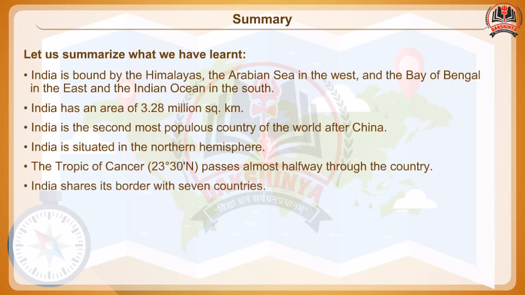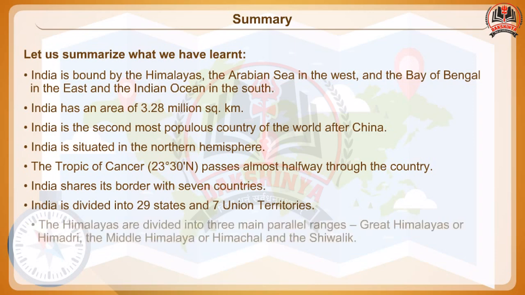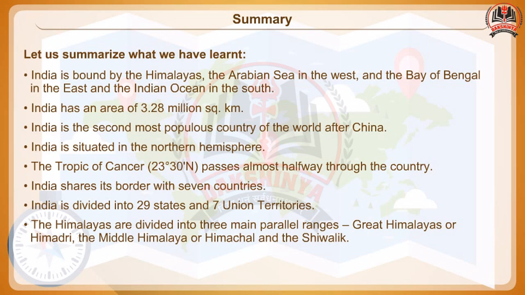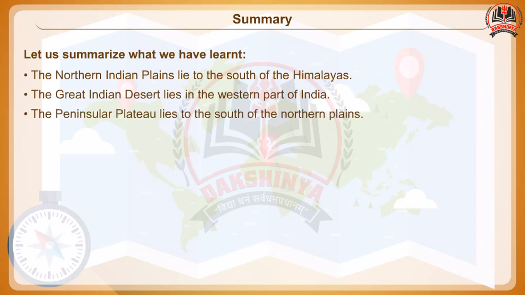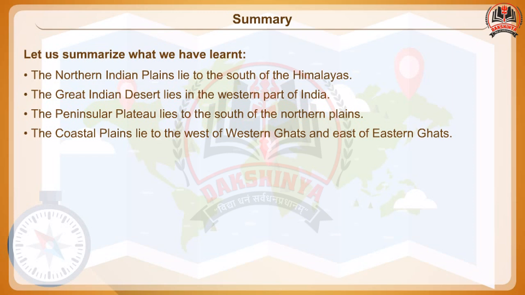India shares its border with 7 countries. India is divided into 29 states and 7 union territories. The Himalayas are divided into 3 main parallel ranges: Great Himalayas or Himadri, the Middle Himalaya or Himachal, and the Shivalik. The northern Indian plains lie to the south of the Himalayas. The Great Indian Desert lies in the western part of India. The Peninsula Plateau lies to the south of the northern plains. The coastal plains lie to the west of Western Ghats and east of Eastern Ghats.